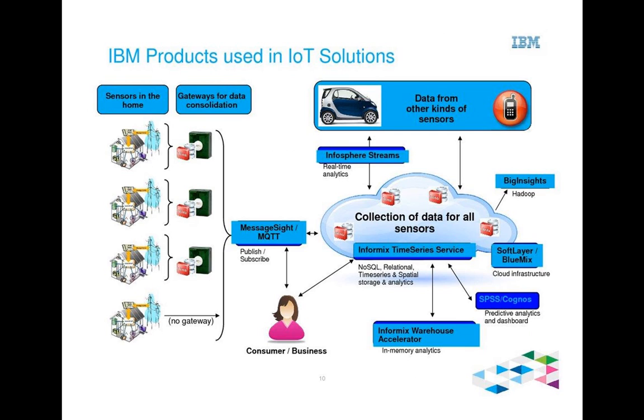So all these gateways and the sensors are connected to something called MessageSight. This is an offering from IBM and I'll very quickly cover that later. But think of it this way. It provides connectivity to the sensors. It provides connectivity to the IoT devices. And you see there is something called MQTT. That's the protocol which is being used here to connect to the sensors.